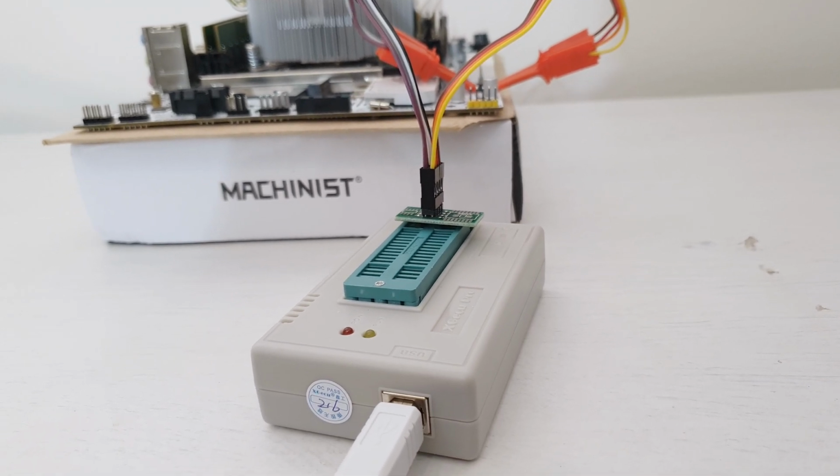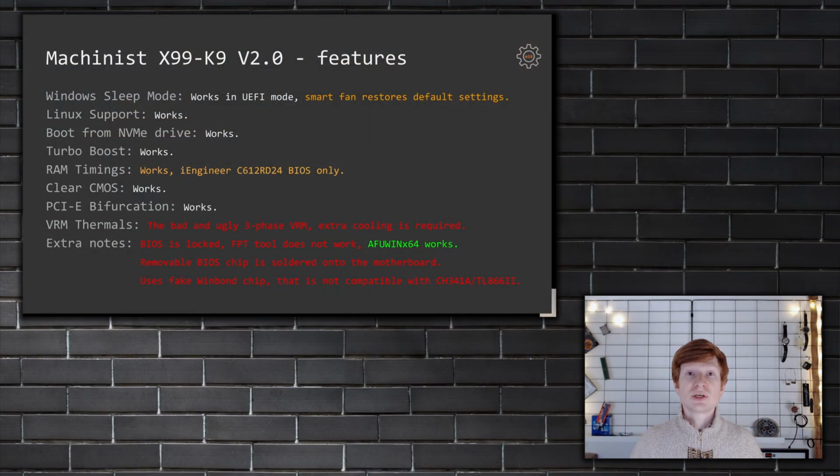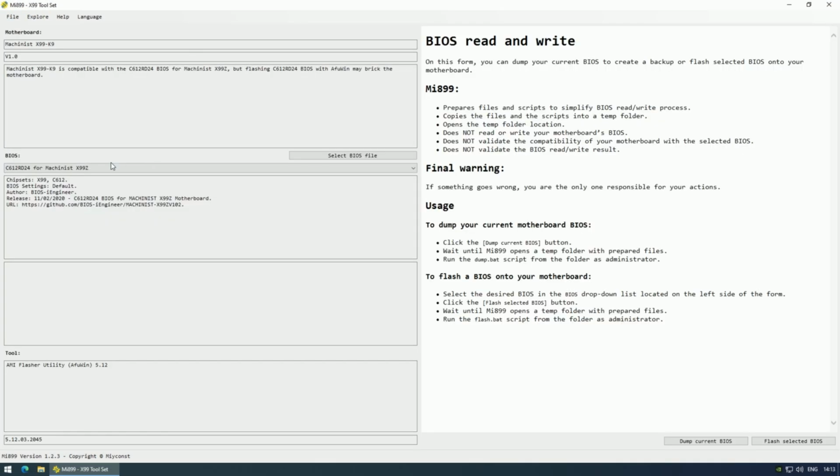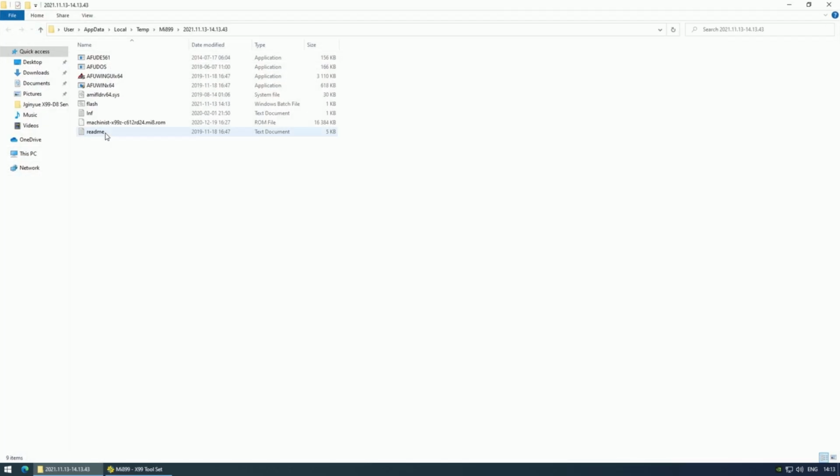And he told me that he managed to break a few of these BIOS chips and figured out that these Winbond BIOS chips are actually not Winbond. These are some kind of fake chips or local Chinese invention or local Chinese development. The BIOS chips are marked as Winbond, they work like Winbond, but to read or write them you need some different set of instructions and they are simply not compatible with the standard programmers. It is a shame because the BIOS is also locked and you cannot use FPT, you can only use AFUWIN.